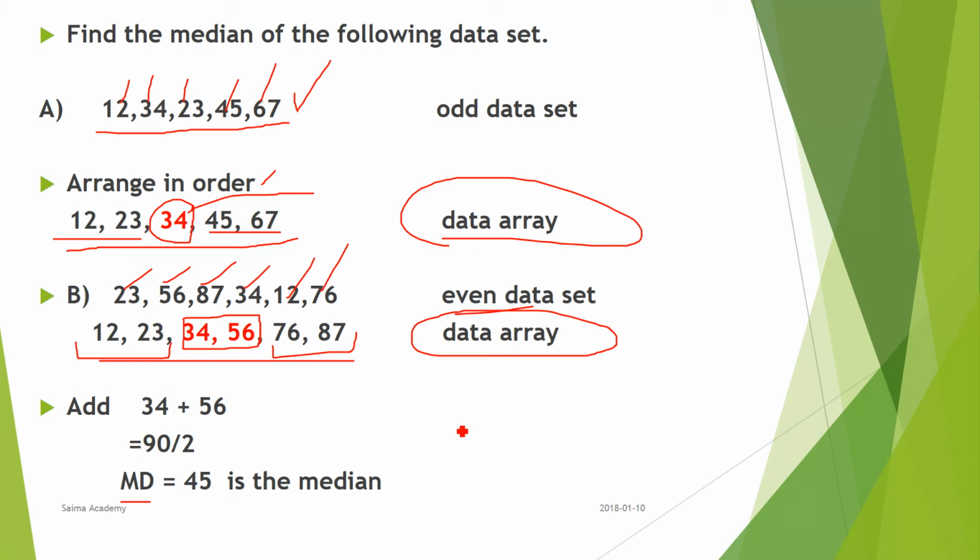So easy. In median, first of all, you have to arrange the data in order, which is called the data array. Then if it is an odd number, the center value or middle value is your median. If it is an even number, there will always be two numbers in the middle. You have to add those numbers and divide by 2, and you will get the median.